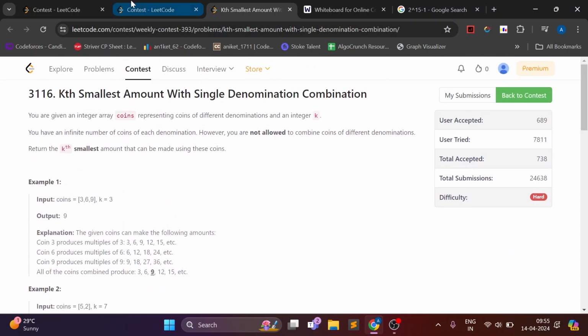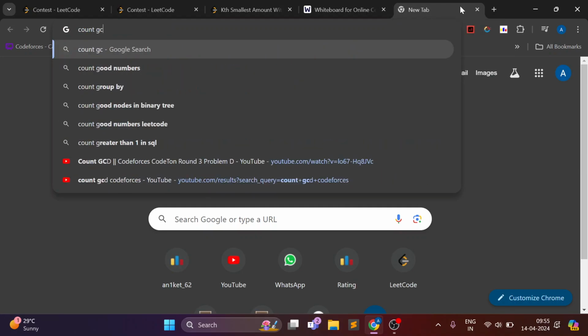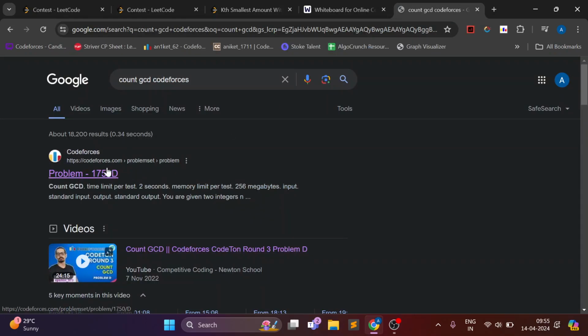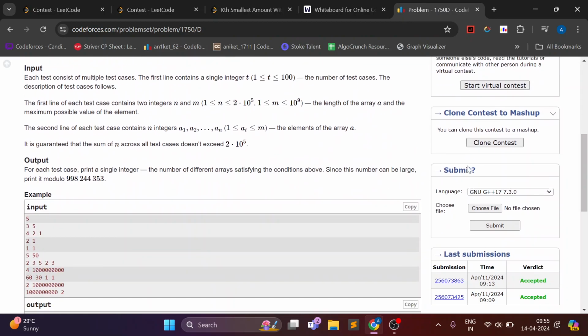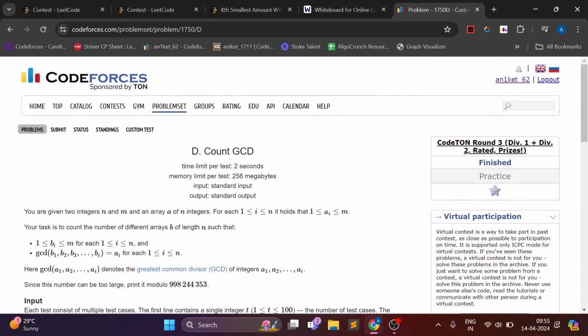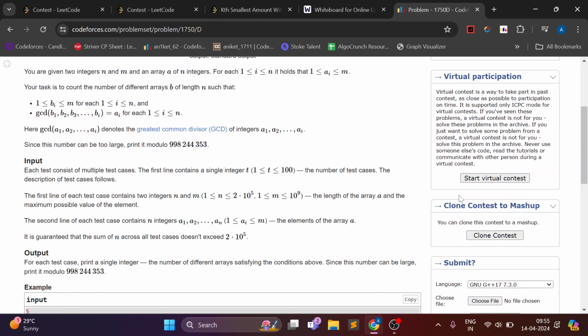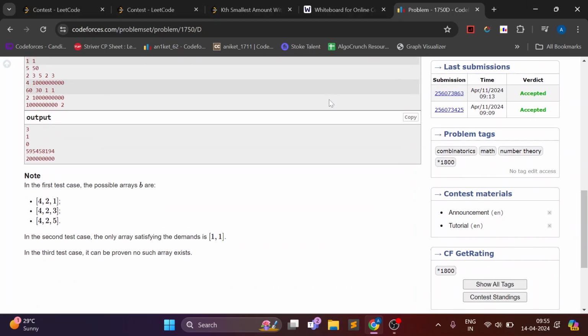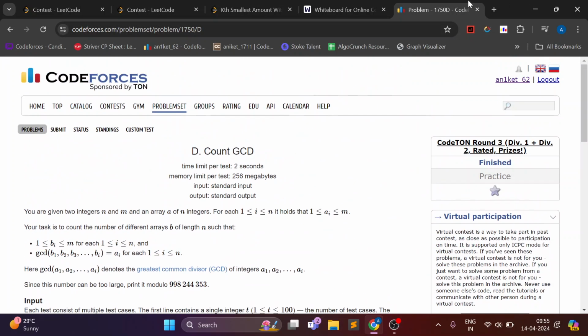So this was a pretty good question, I would say. If you want to solve a similar question, there is a question called Count GCDs, which uses the same type of inclusion-exclusion principle. So if you are interested, you can solve this.